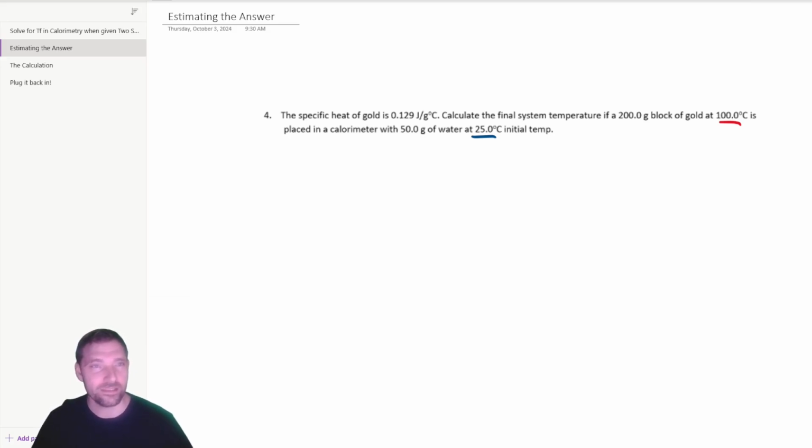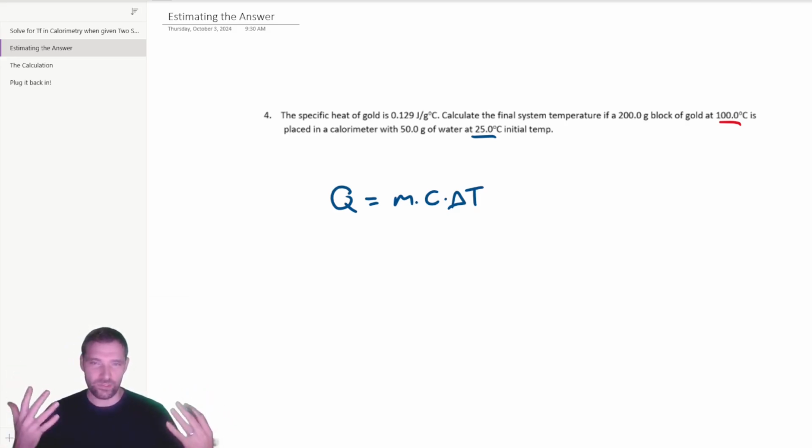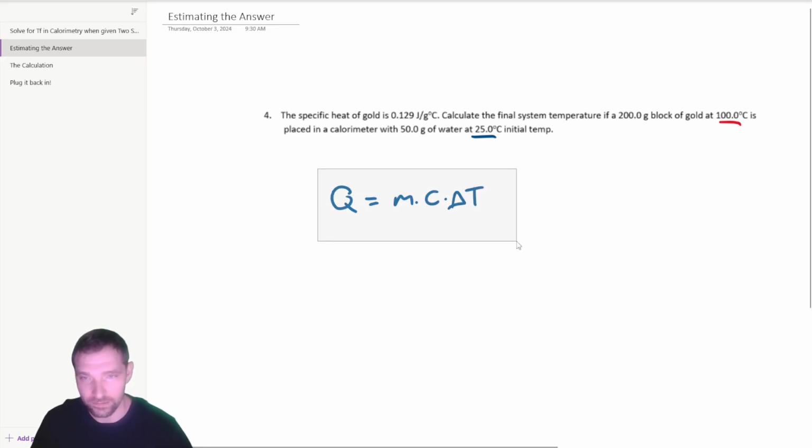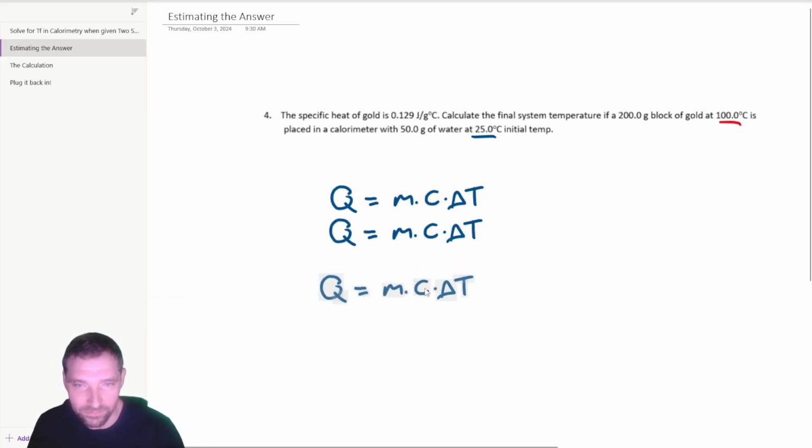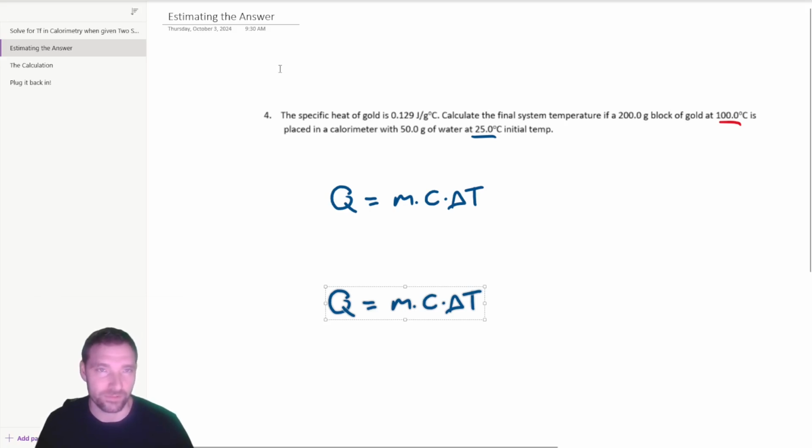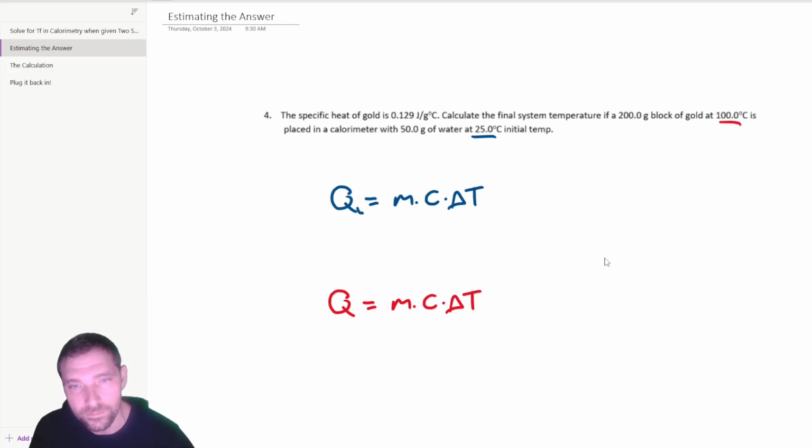So if we're trying to estimate this, what you want to think about is your Q equals MC change in T formula, and think about how these two things are related. There's going to be two different formulas that are very similar, but they're going to have different temperature changes, so they're going to have different Q values. One of these is going to be for the water. I like to do my subscripts on all the things just to make sure that I'm plugging in the right stuff as I'm doing this. And then we've got gold. So this works out nicely with our subscripts.